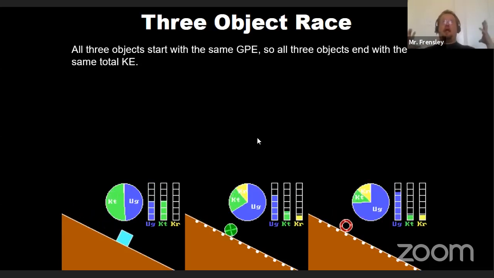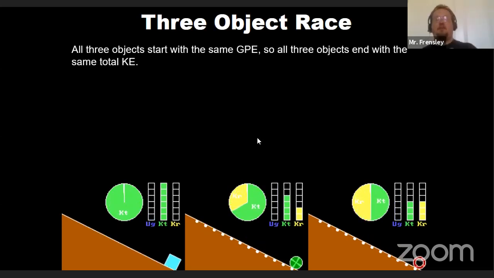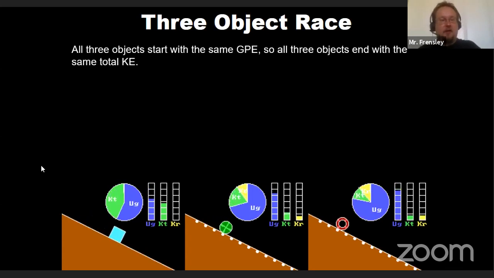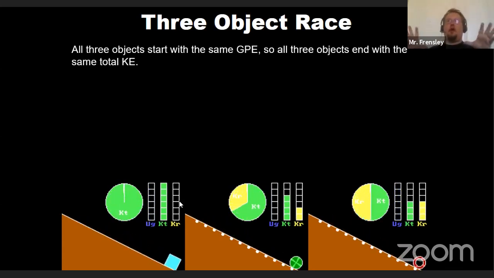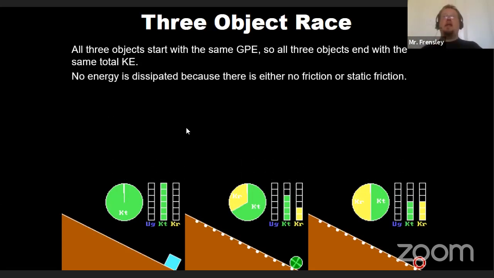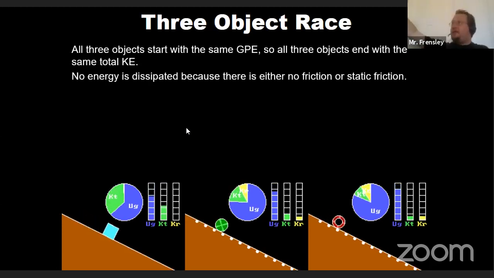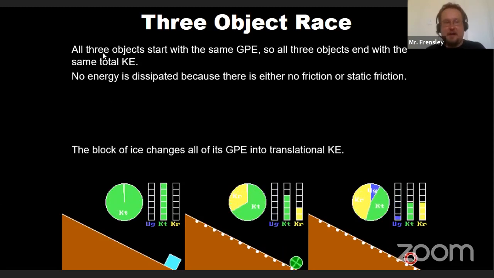Okay, so here's my ranking. Ice wins, then disc, then hoop. Here's my explanation. They all start with the same gravitational potential energy, same height, same mass. And you can see here with the pie charts, and you can see with the bar charts that they all start with the same blue gravitational potential energy. Now, no energy is dissipated because for the ice, there's no friction at all. And for the disc and hoop, there's static friction because we're not slipping. Only kinetic friction can dissipate energy.